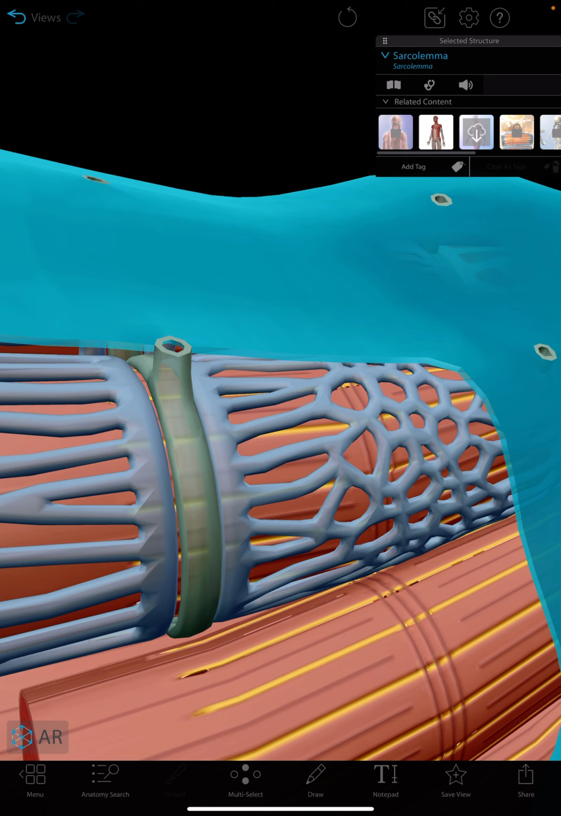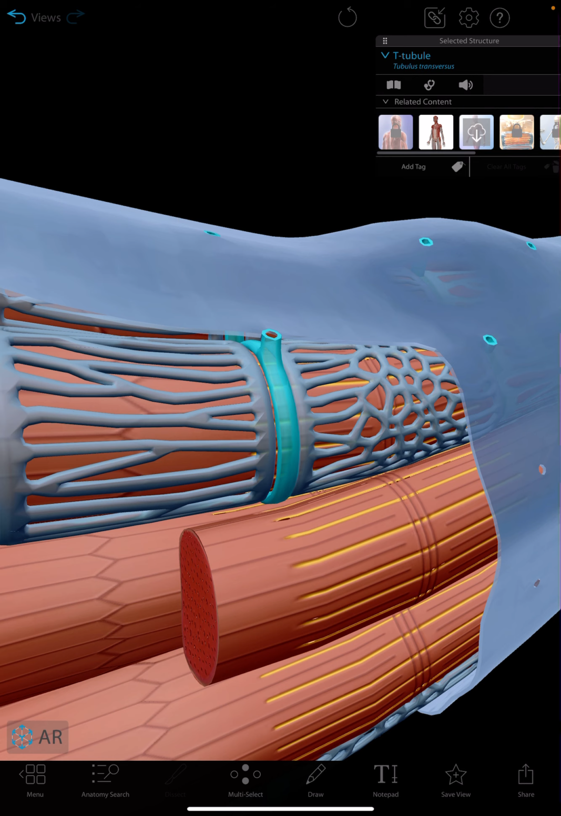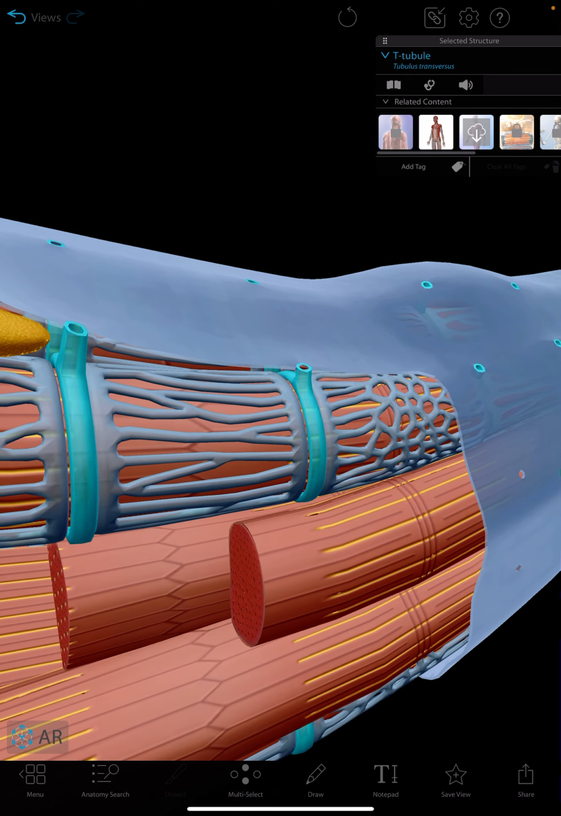So this green region here that I've highlighted in blue is a T tubule, but the sarcolemma in this area has been stripped away, cut away and removed. So you can see that. Now, you also notice once you go deep to this sarcolemma, you see these other circular structural objects, these other circular structures.